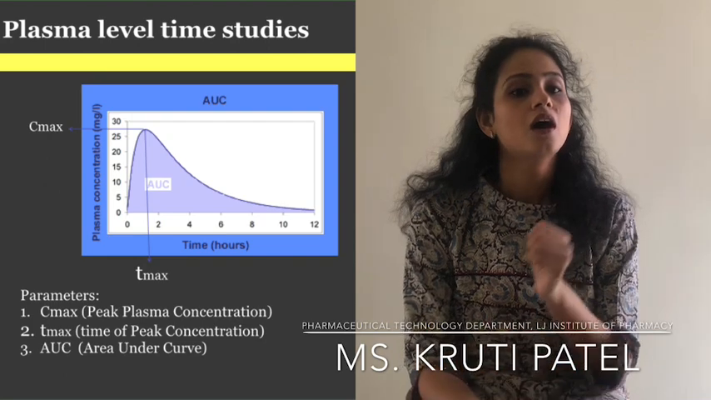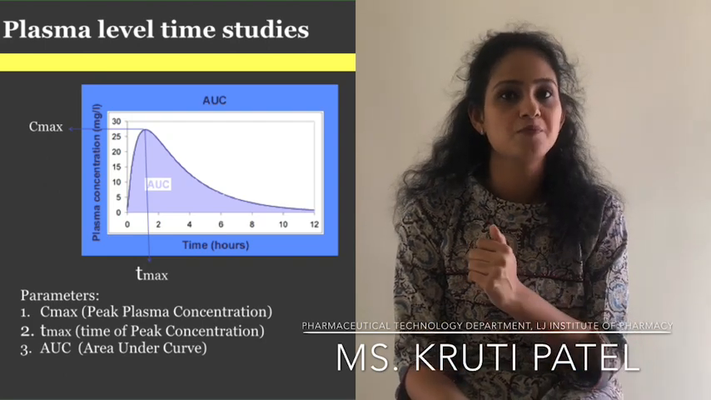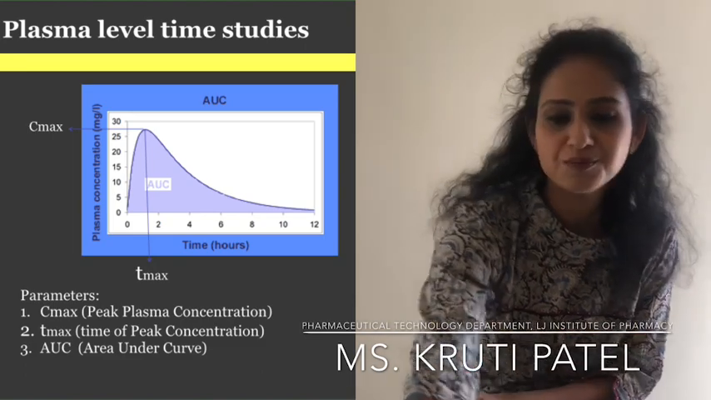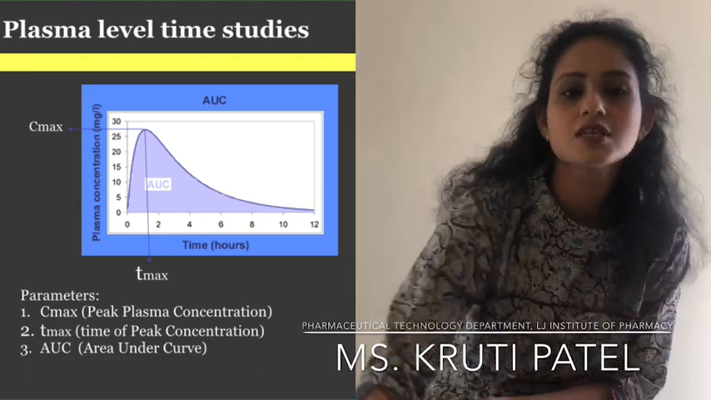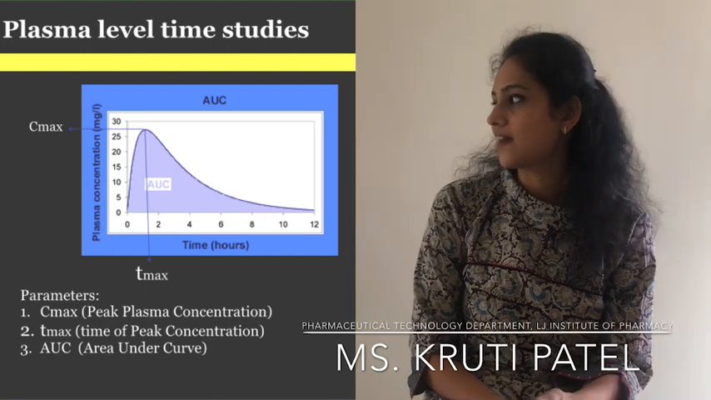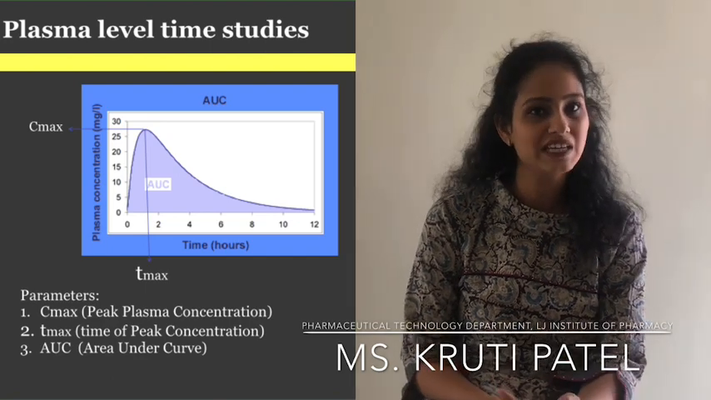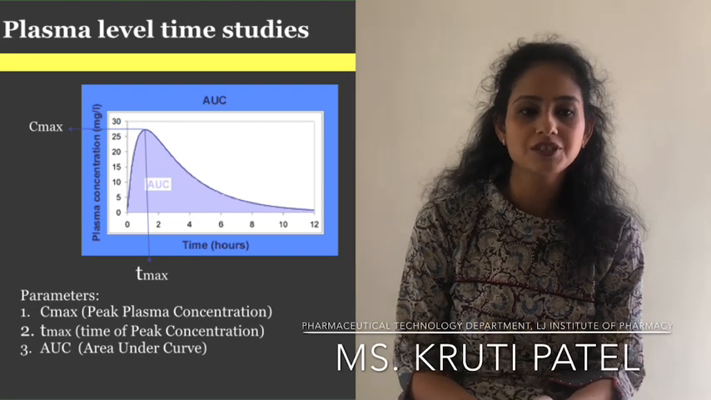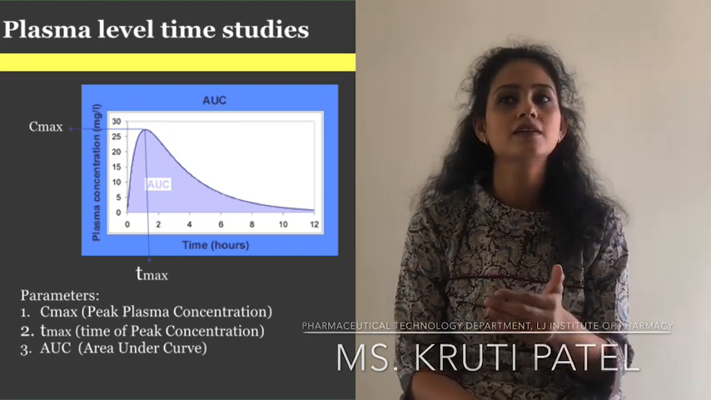Which plot? Plasma concentration versus time plot. Now as you can see, this plot gives you 3 important parameters. First is AUC, second is Cmax, and third is Tmax. Cmax is the peak plasma concentration, Tmax is the time of peak concentration, and AUC is the area under the curve.